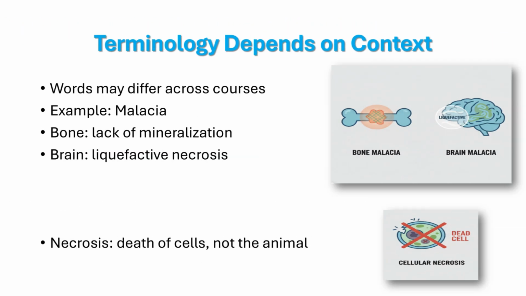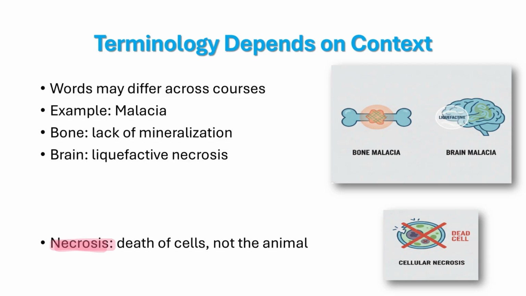Even though pathology shares vocabulary with other veterinary courses, some words can have different meanings depending on the context. Precision is key when discussing pathology. For example, the term malacia, which literally means softening, has different implications depending on the tissue. In bones, it indicates a lack of mineralization, but in the brain, it refers to liquefactive necrosis.